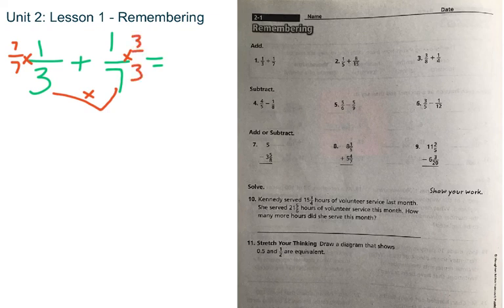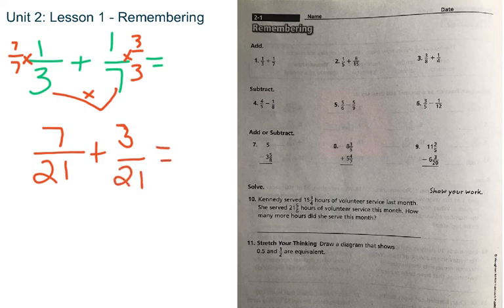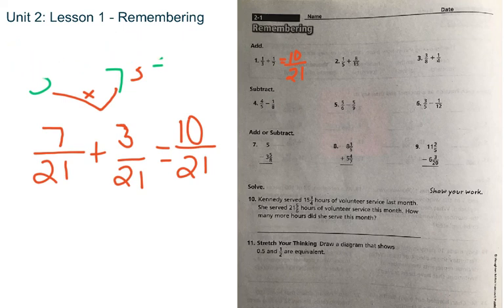And that becomes 1 times 7 is equal to 7. 7 times 3 is equal to 21. And 3 times 1 is equal to 3. And 3 times 7 is equal to 21. And now we just simply add 7 plus 3 is equal to 10 over 21. And 10 21sts. Remember, when you're adding and subtracting, you've got to find that common denominator.